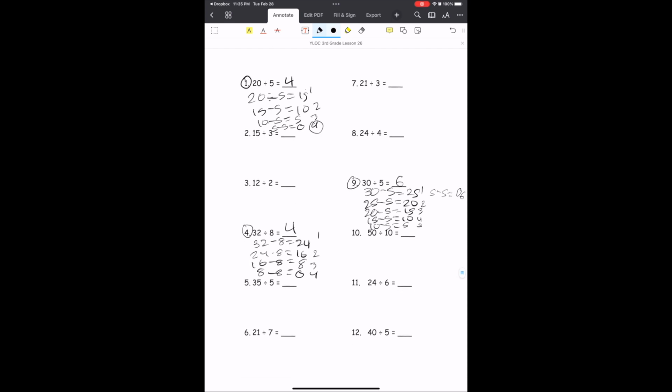And then finally, we'll do number 11. 24 divided by 6. 24 minus 6 is equal to 18. 18 minus 6 is equal to 12. 12 minus 6 is equal to 6. And then 6 minus 6 is equal to 0. So you have 1, 2, 3, 4. So 24 divided by 6 is equal to 4.